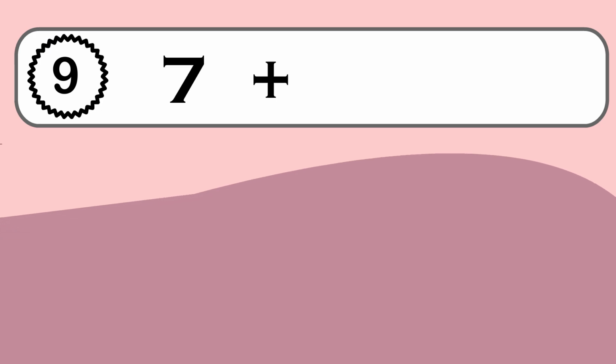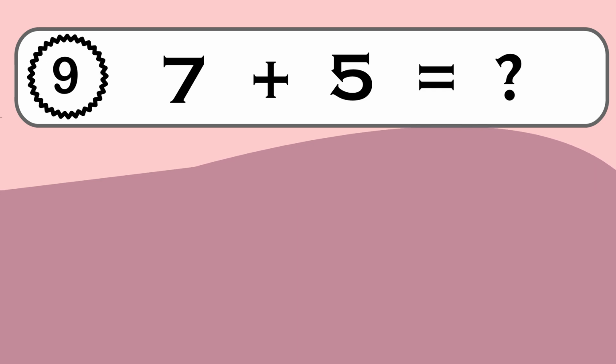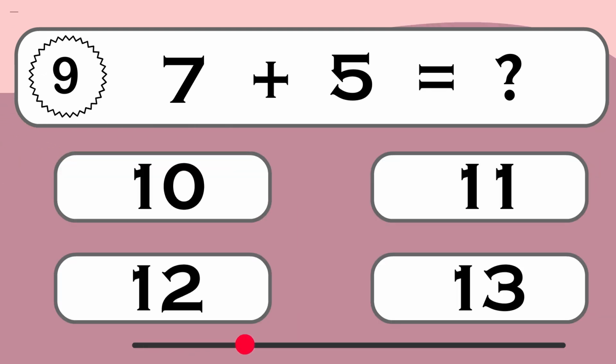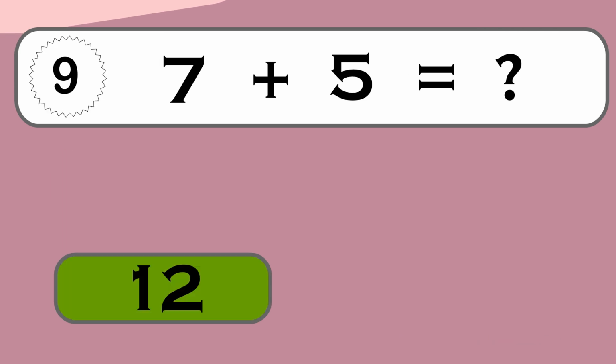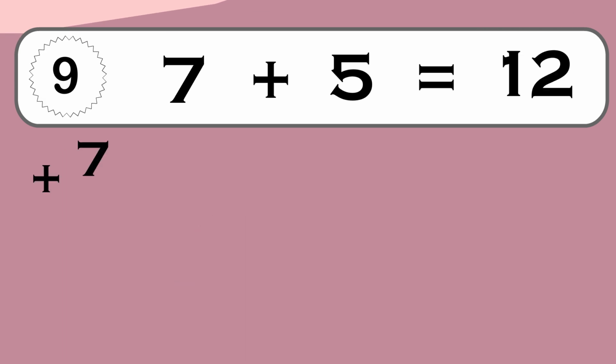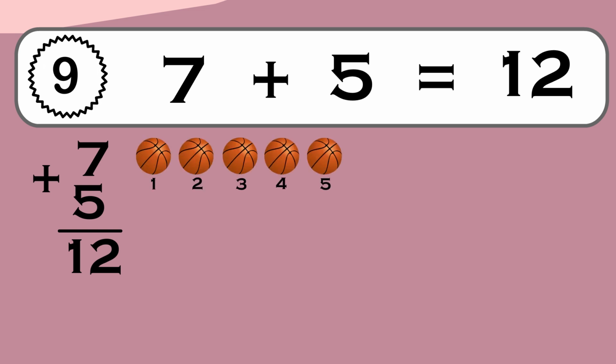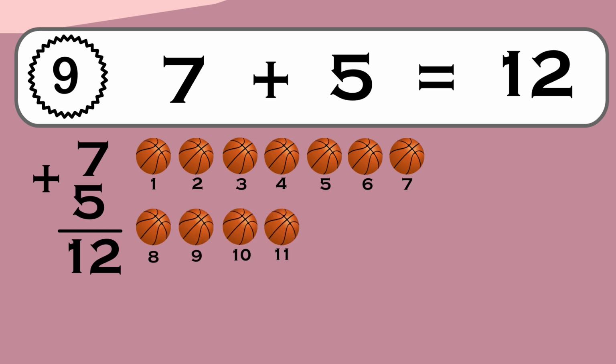7 plus 5 is equal what? Seven plus 5 is equal 12. Let's count it. 1, 2, 3, 4, 5, 6, 7, 8, 9, 10, 11, 12.